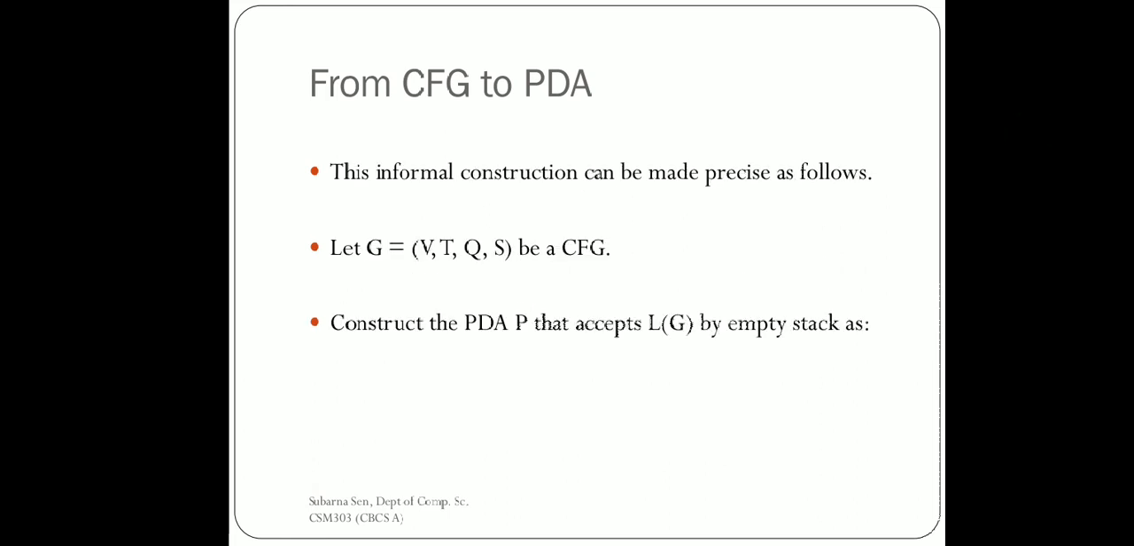Here, whatever informal discussions we have made till now can be formally represented like this. So we all know this is a grammar representation: V as the set of variables, T as the set of terminals, Q as the set of states present, and S is the start symbol, right? And we'll construct, if we go to the formal definition, how it looks.